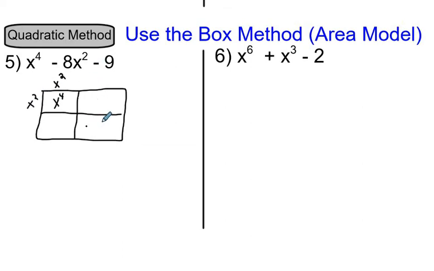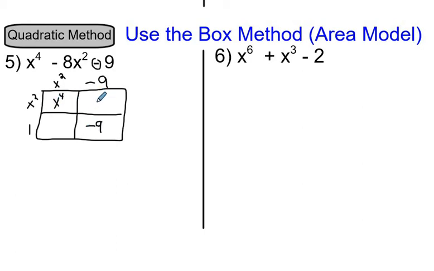Negative 9 is locked in, and I got to use subtraction. So how am I going to get 8? Well, I'm not going to use 3 and 3 because that would, using subtraction, give me 0. So I'm going to use 9 and 1. And then I need to get negative 9, so one of these has to be negative, and it tells me here that I need the bigger one to be negative so that I can get negative 8.